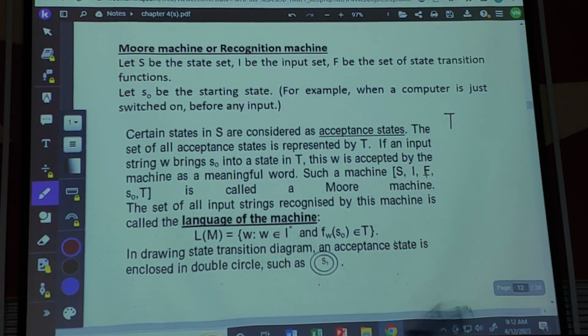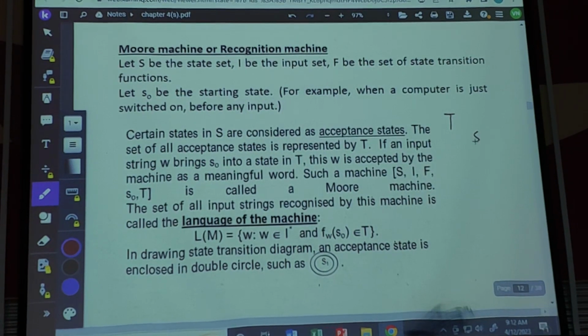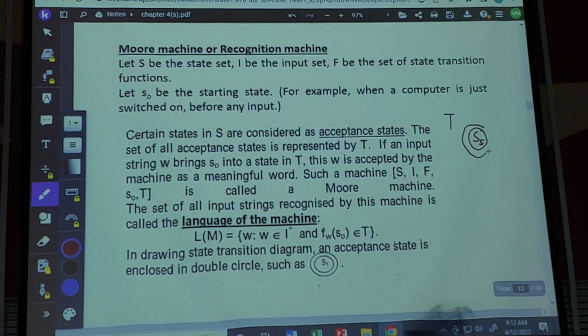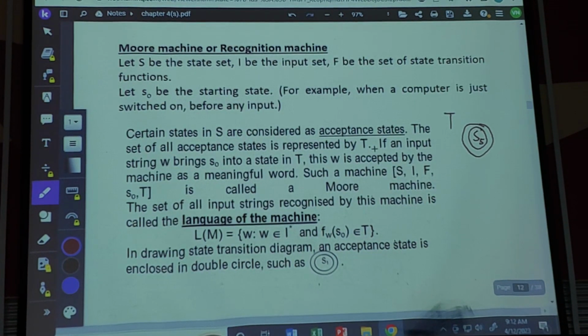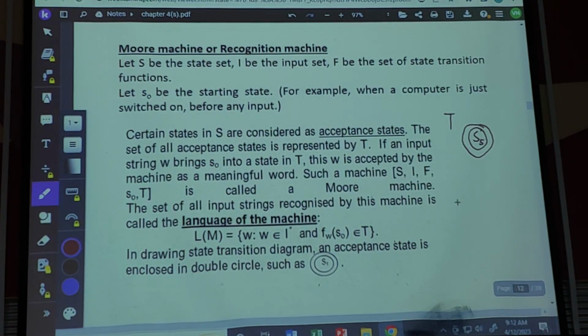The difference between the acceptance states and the other states is in the diagram. Let's say S5 is the acceptance state, so you need to draw it with a double circle. Just now, the diagram that we drew for all the states, we only drew with one circle, right? But if it is the acceptance state, you need to draw it with a double circle. Remember.